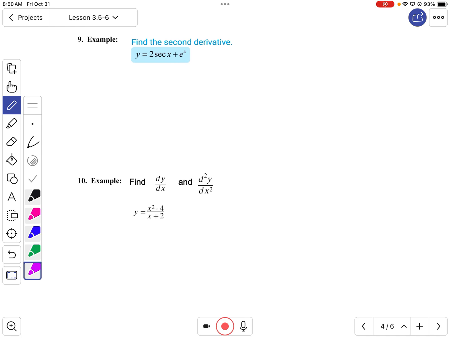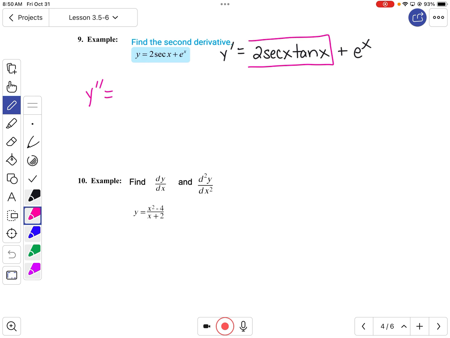Wow. All right. So, but we only want a second derivative, okay? So let's talk about why this one's going to get a little complicated. When I do y prime, derivative of 2 secant x is 2 secant x tangent x, all right? And then the derivative of e to the x, e to the x, okay? Now, when I get ready to do this second derivative, what am I going to have to use on this first part? Product rule, okay? We're going to have to use product rule on this first part when we do this second derivative.